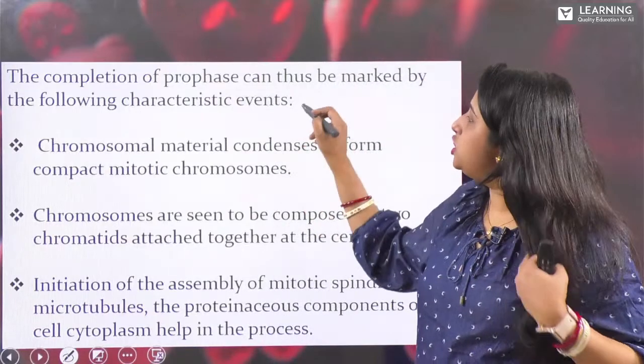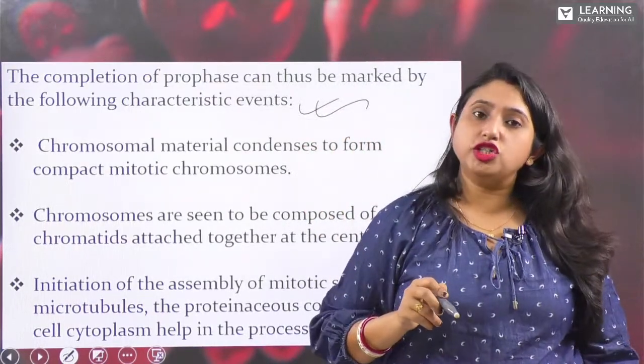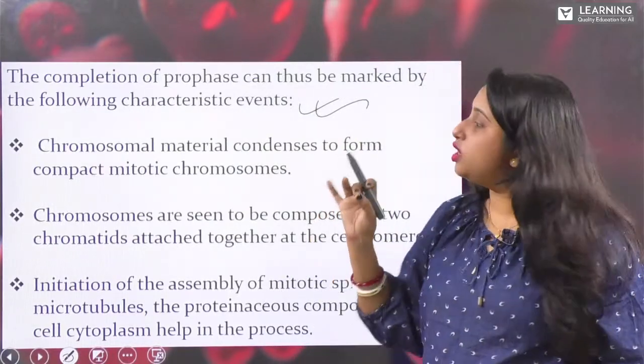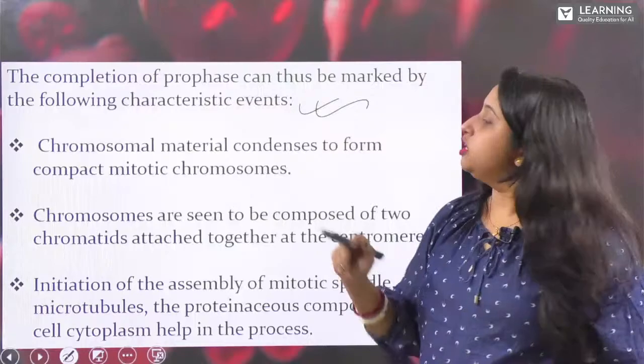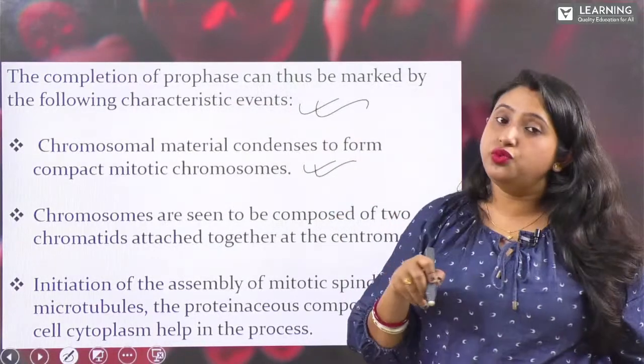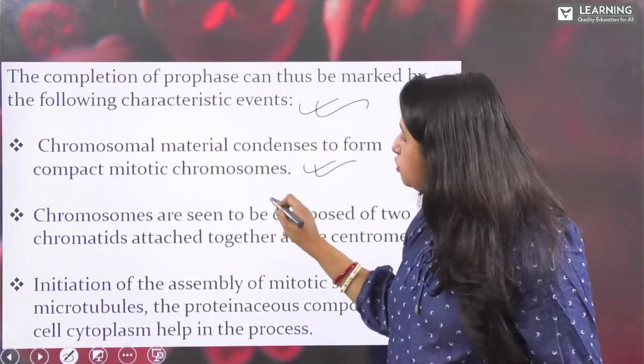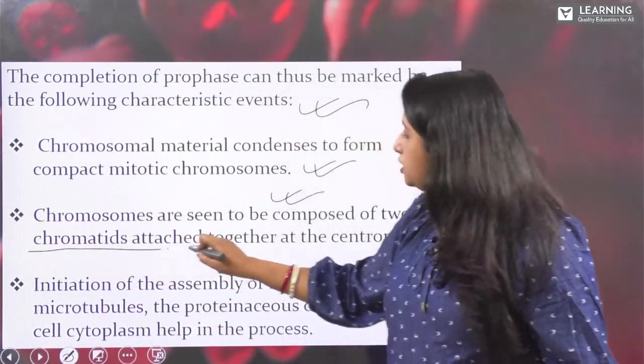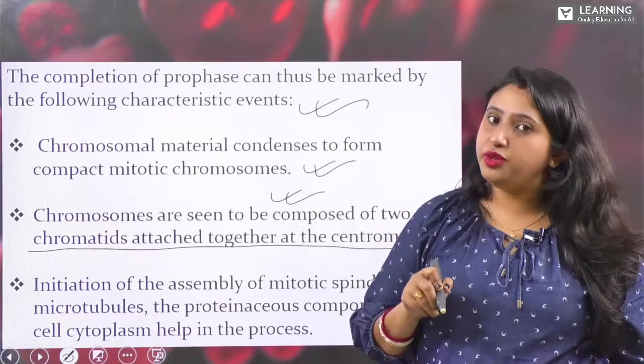After the completion of prophase, we can mark down the following events that have taken place. What are those events? The chromosomal material has condensed, as we have already seen. Then the chromosomes are seen to be composed of two chromatids attached together at the centromere.